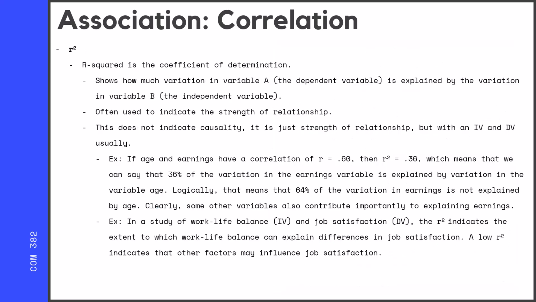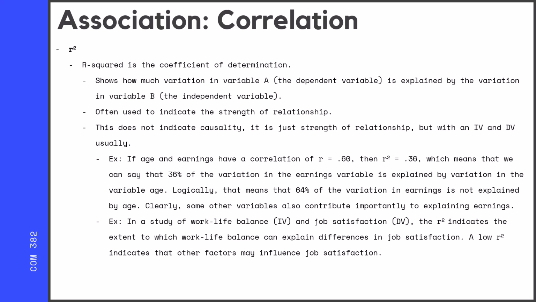Another part of correlation is R squared. R squared is the coefficient of determination. This is a correlation where you actually do have an independent and dependent variable, unlike the examples that we just talked about. R squared shows how much variation in variable A, the dependent variable, is explained by the variation in variable B, the independent variable.